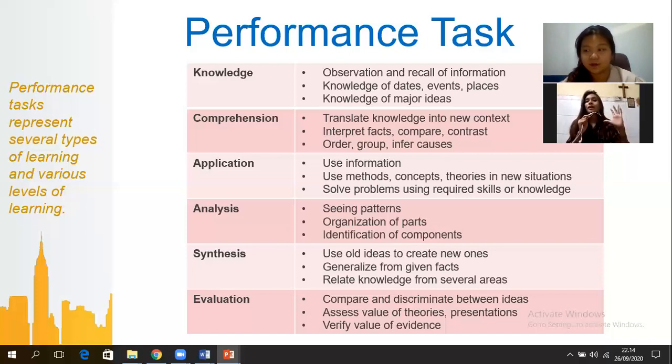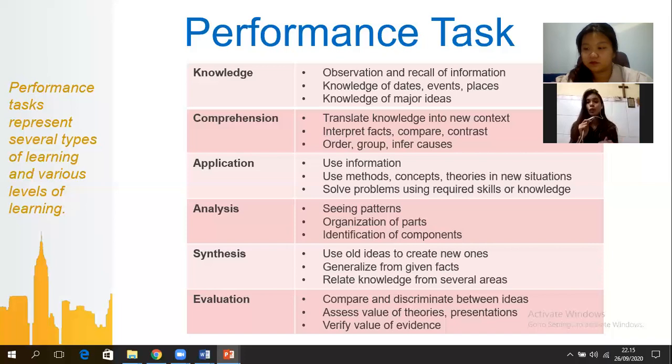So we need to see whether the students can translate the knowledge that they already know, like from the previous class or from the previous explanation of the teachers. And when they get the knowledge, can they translate it into new contexts? And then the second one is interpret facts, compare and contrast, and then order, group, and infer causes.